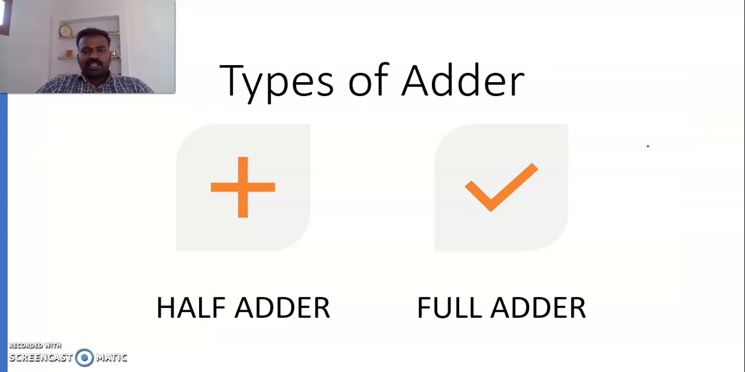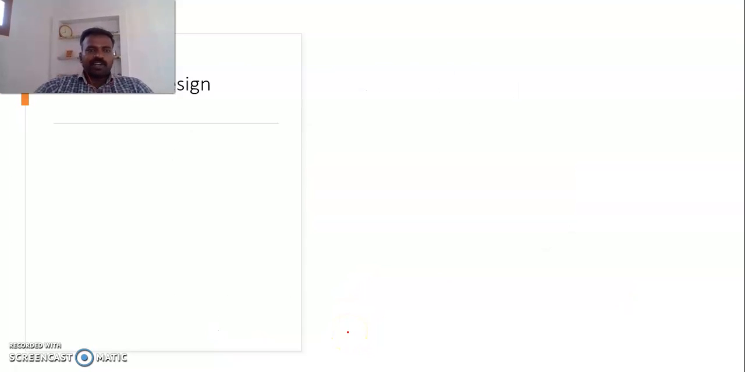First we are going to design adder circuits. There are two types of adder circuits. One is half adder, another one is full adder. What is the difference between these two, half adder and full adder? Here two variables are used, here three variables are used. But both are going to perform the addition operation. The number of inputs is different. Okay. Right. Half adder design.